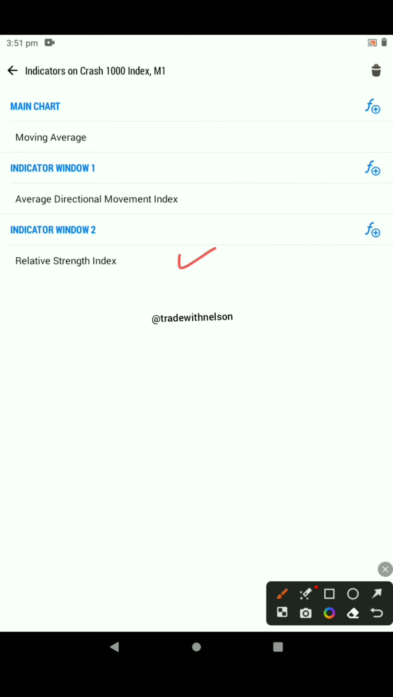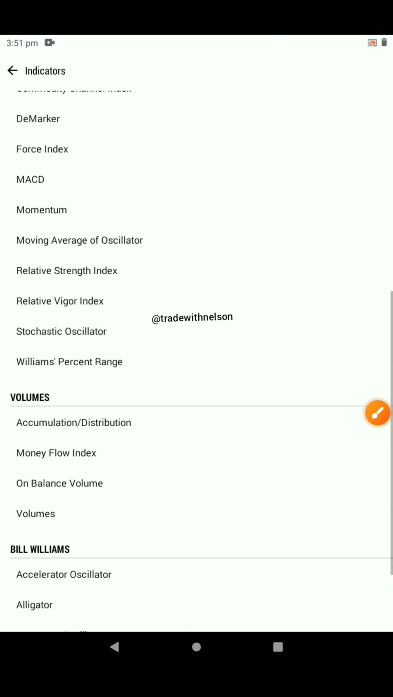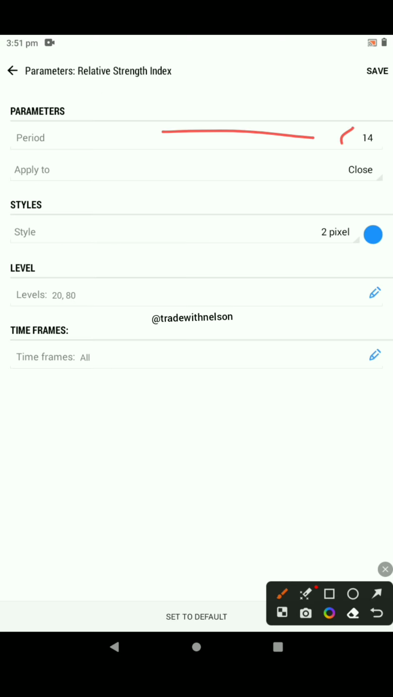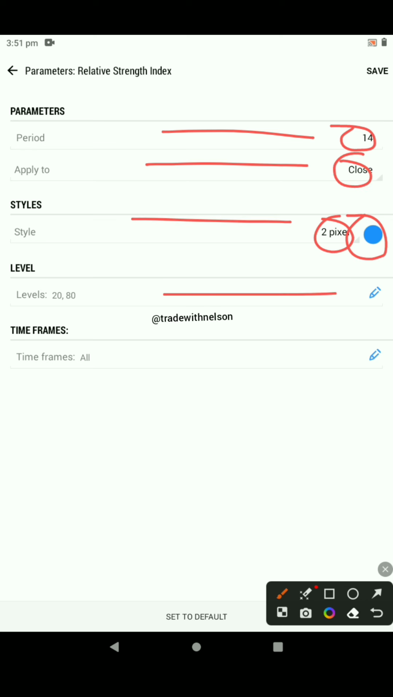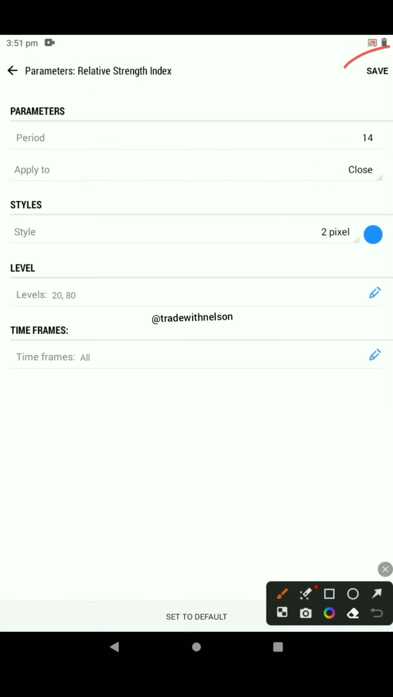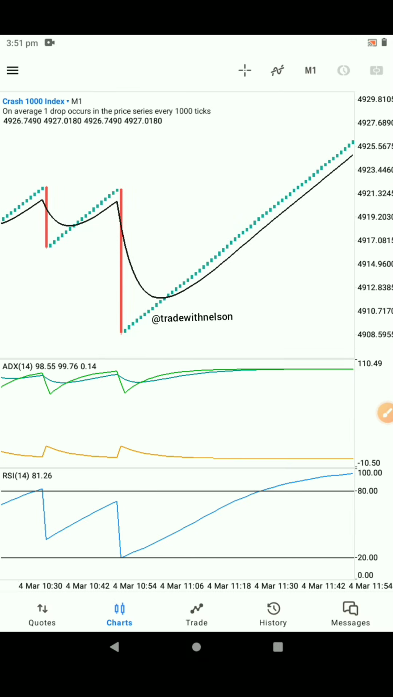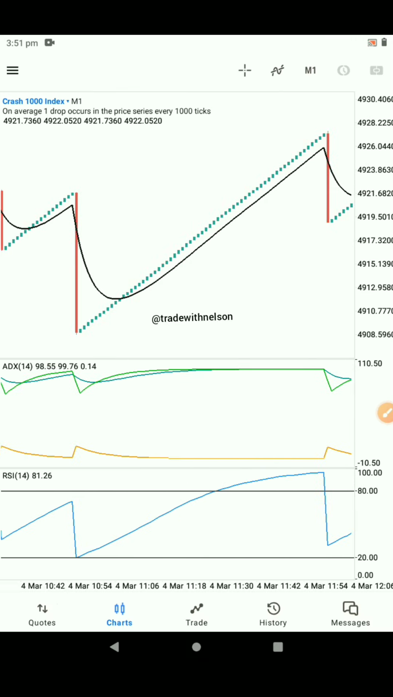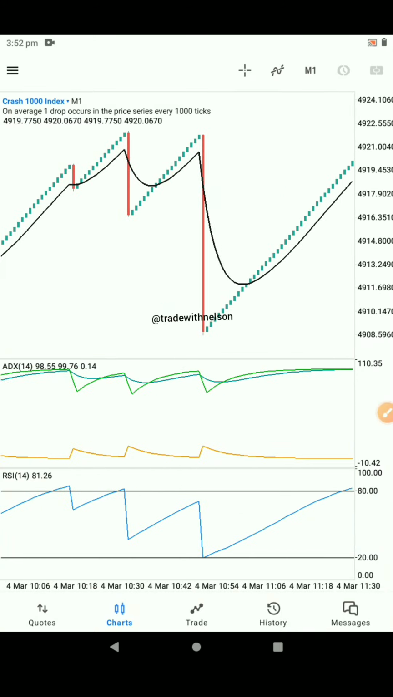For the relative strength index, click on this F icon on the main chart. Scroll down. This is relative strength index. Click on that. Make your period 14. Apply to close. Style 2 pixel and select a color of your choice. For the levels, click on this pen icon over here. Click on this add to add a level. Type 20 and 80. Style, make it 2 pixel and select a color of your choice. After that, click on save. So if you follow my settings correctly, your chart should look exactly as what you see over here.